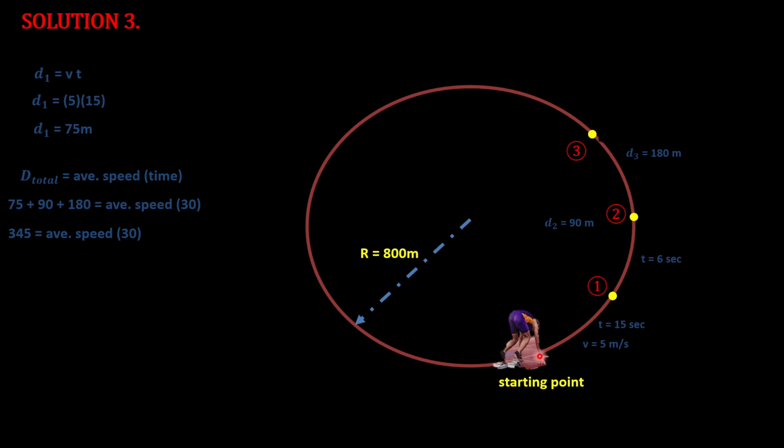So, total distance is yung length ng curve. Tama? Length ng curve. Tama ba? Average speed times yung total time given yan. So, 345 divided by 30, that will be average speed is equal to 11.5 meter per second.